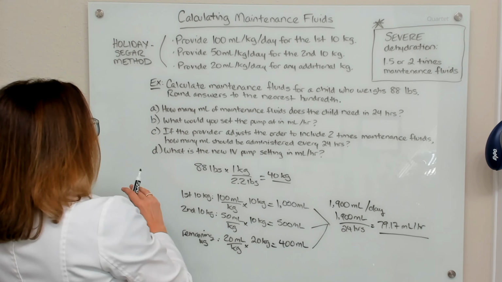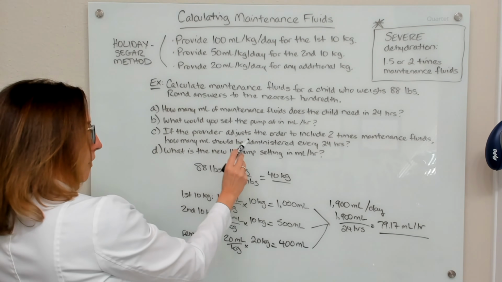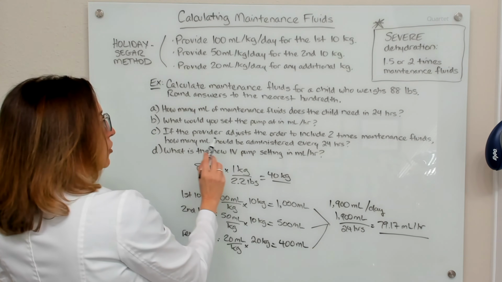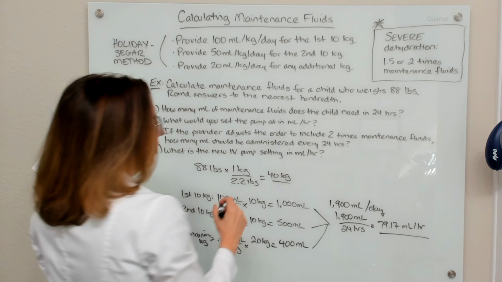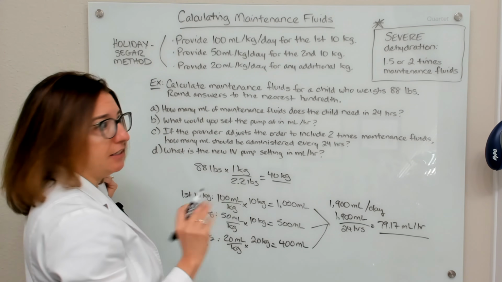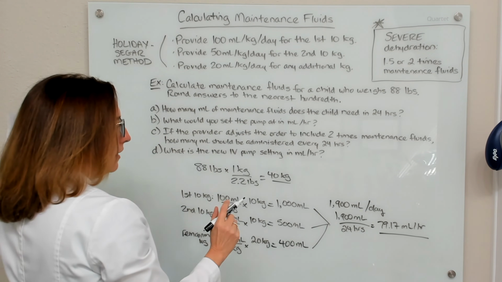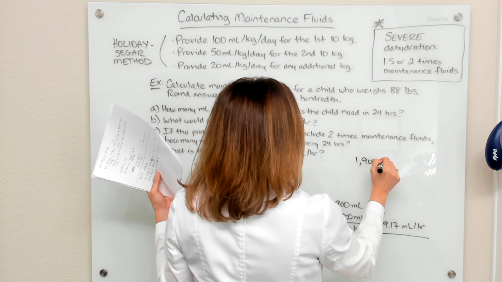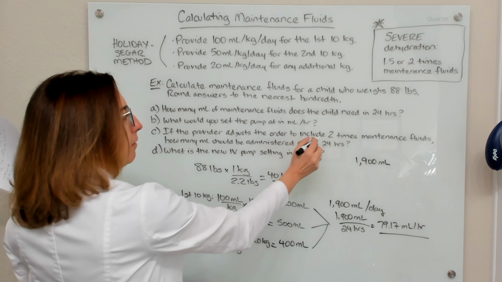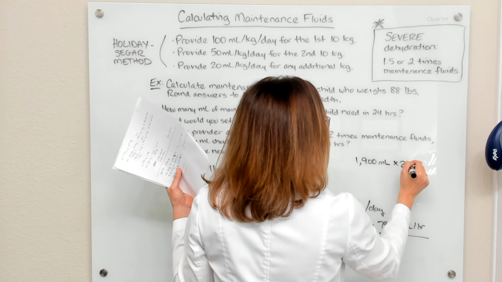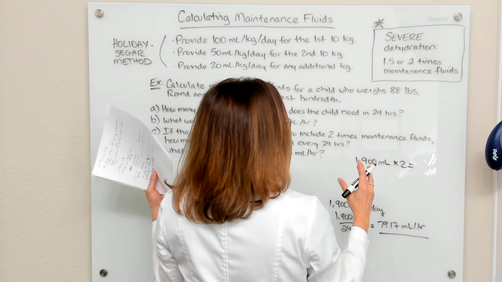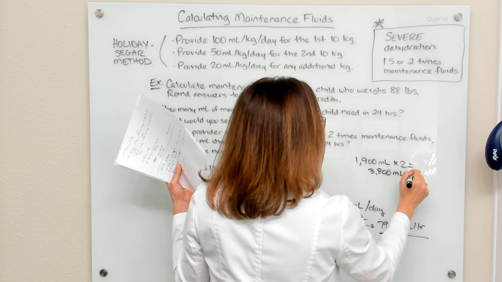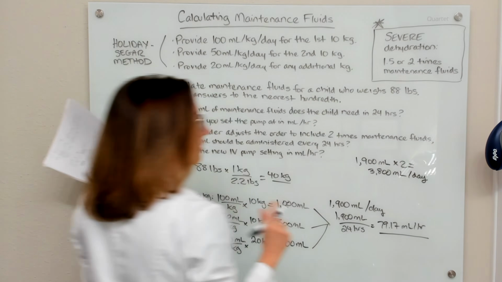Now, in Part C, if the provider adjusts the order to include 2 times maintenance fluids, how many milliliters should be administered every 24 hours? So apparently our patient is severely dehydrated. For this, I would take their maintenance fluids, which we already calculated, which is 1900 milliliters per day, and I would multiply that times 2 to get their new amount of maintenance fluids, 2 times maintenance fluids. So that would be 3,800 milliliters per day that the patient would need to receive.